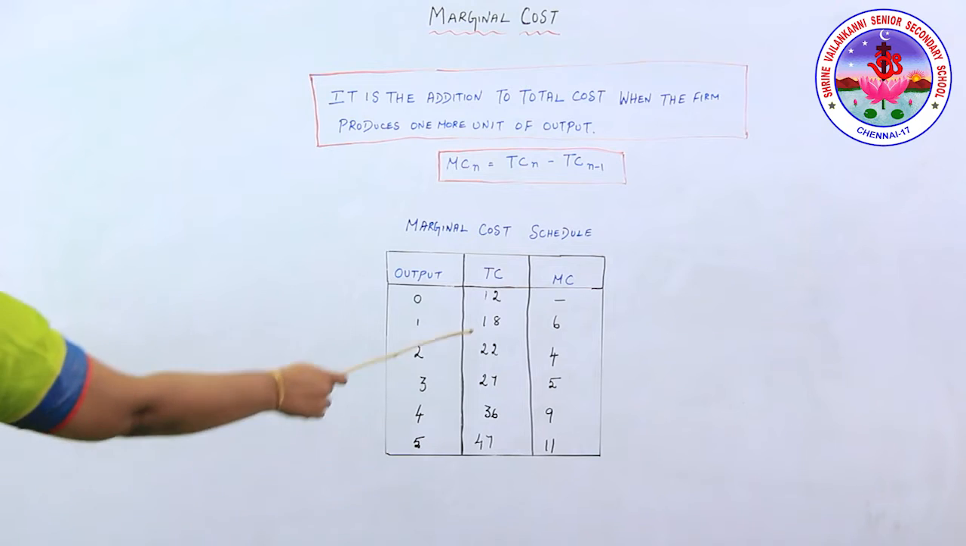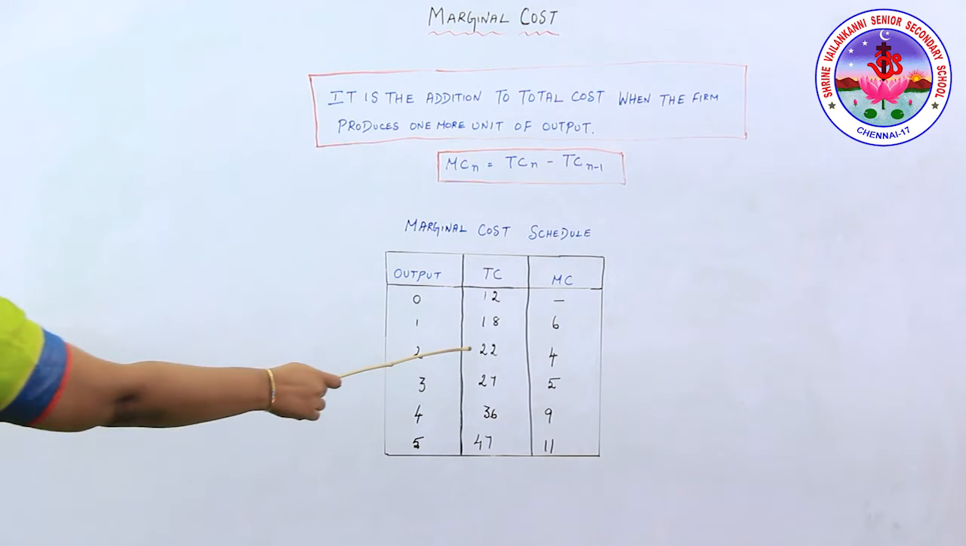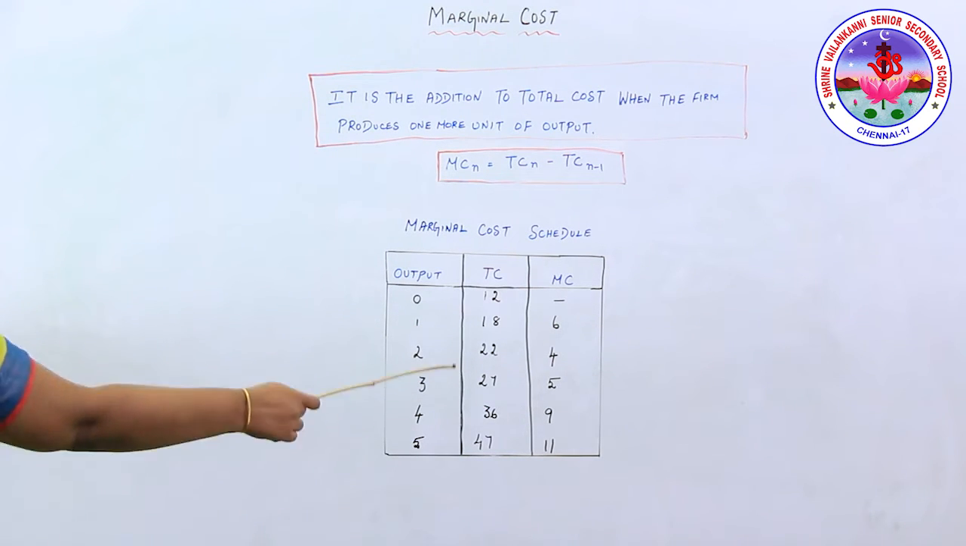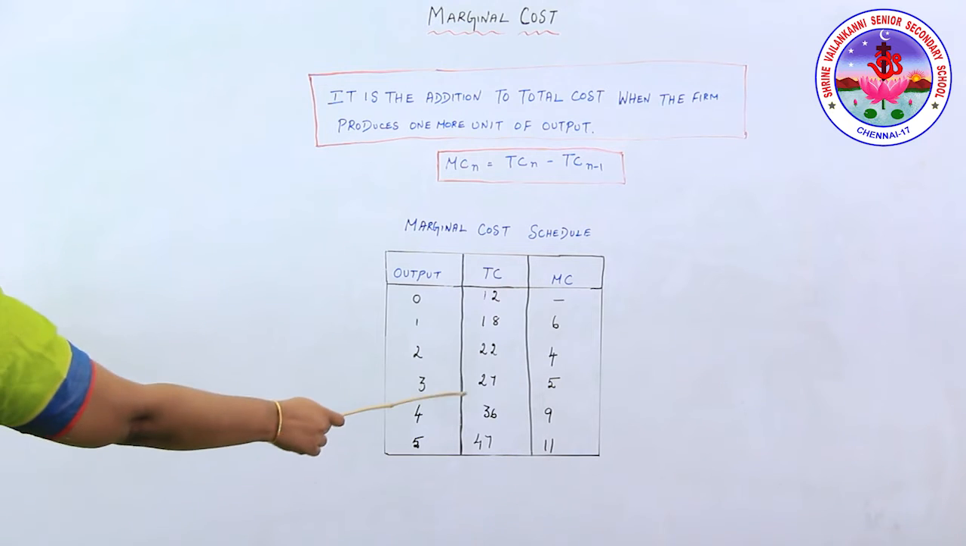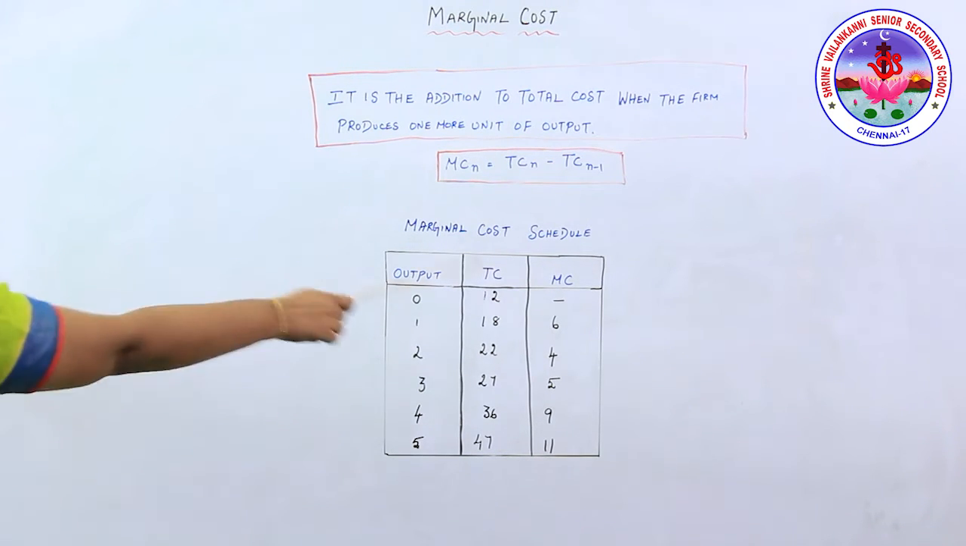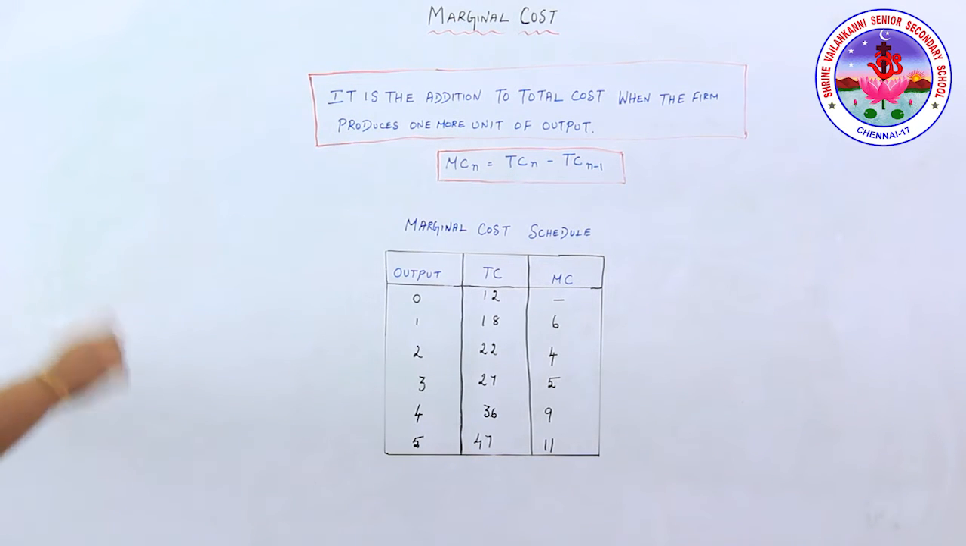Just see this. 18 minus 12, you will get 6. 22 minus 18 is 4. 27 minus 22 is 5. 36 minus 27 is 9. And 47 minus 36 is 11. You will find your marginal cost. Let's now discuss it with the diagram.